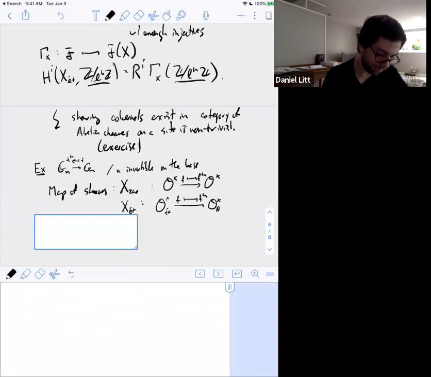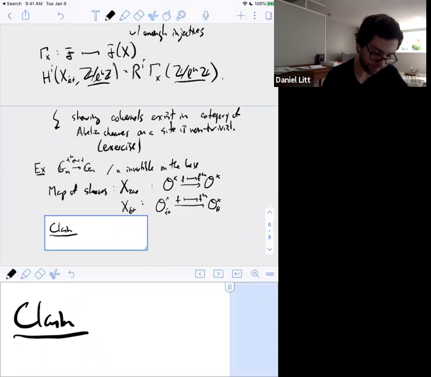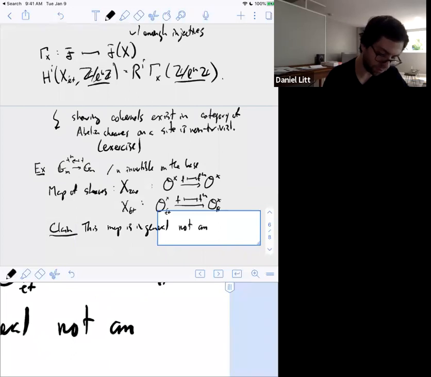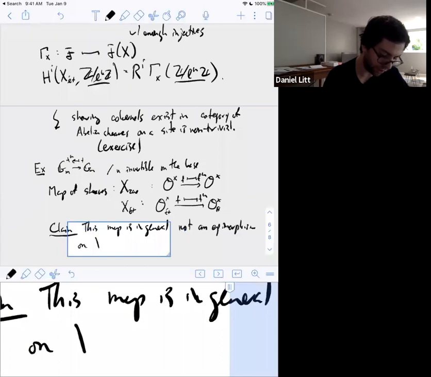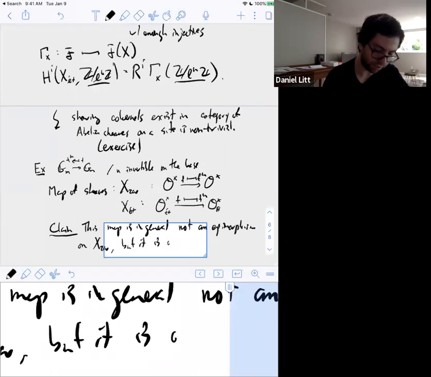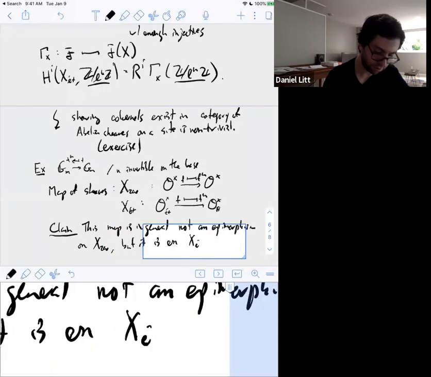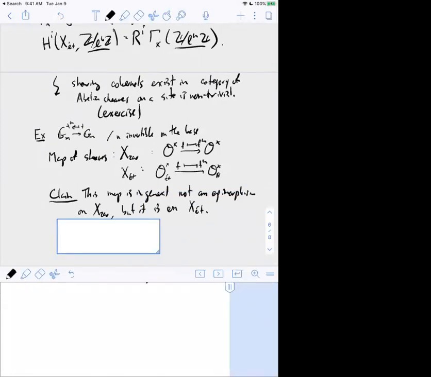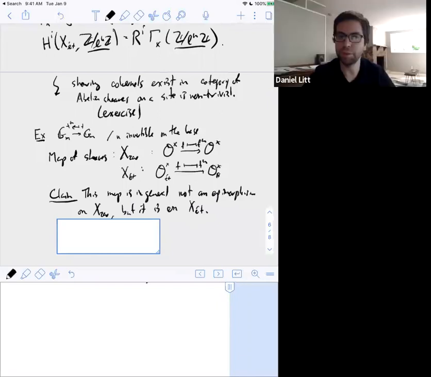So it's a sheaf on a different site, the small Étale site. Okay, and my claim is that this map is in general not an epimorphism on the Zariski site, but it is on the Étale site. Okay, can anyone explain one of these two claims to me? So for example, can anyone explain why this is not an epimorphism on the Zariski site in general?